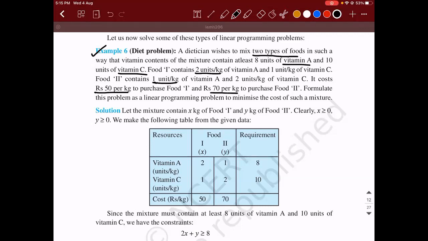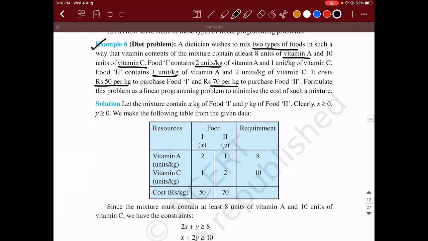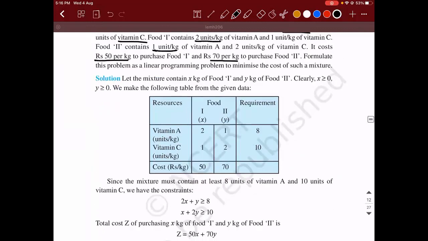Formulate this problem as a linear programming problem to minimize the cost of such a mix. Okay. So when the dietitian is planning to do this, when they are trying to buy the raw materials, and during the process of preparation, it is observed that to prepare food 1 of 1 kilogram, how much are they supposed to spend? 50 rupees. And to prepare food 2, the cost is 70 rupees per kilogram. Okay. So how to do this? We need to introduce certain variables.